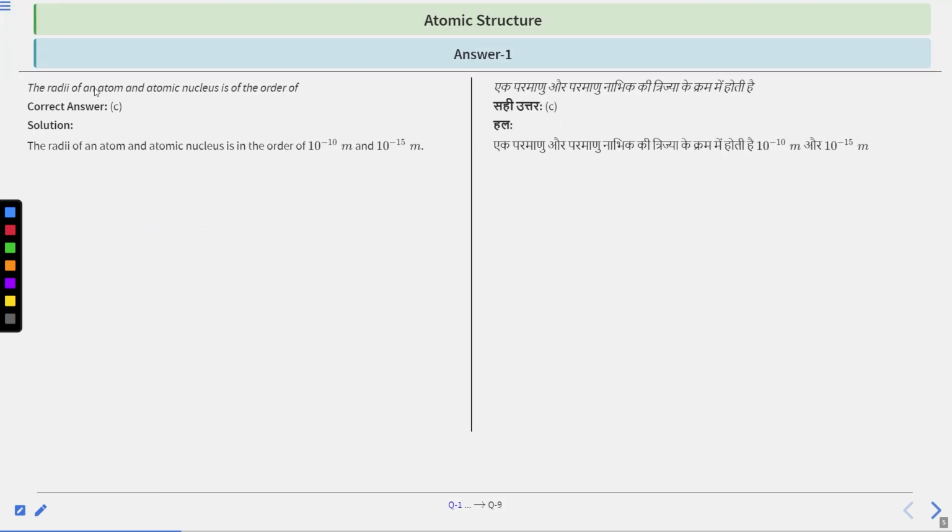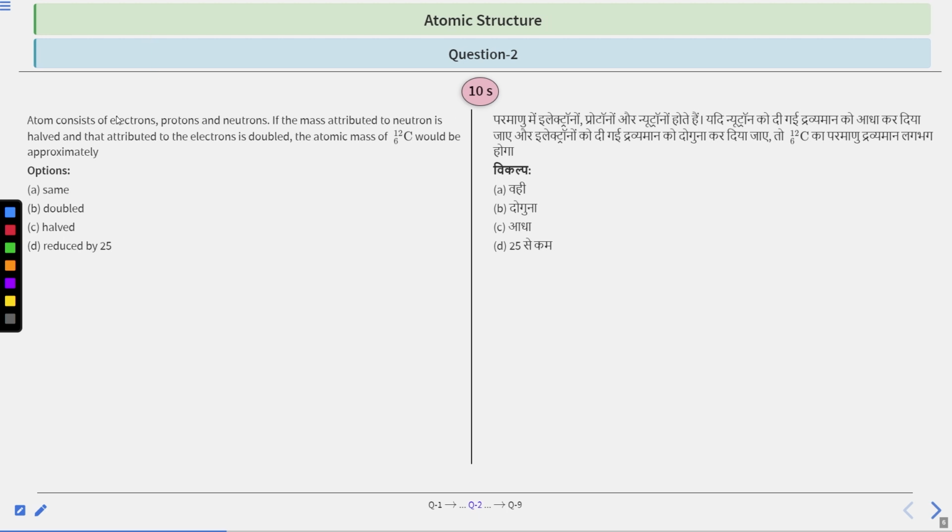Okay, so let's see. The correct answer is option C. The radius of an atom and atomic nucleus is in the order of 10 to the power minus 10 meter and 10 to the power minus 15 meter. So these are the correct orders for the radius of an atom and the nucleus of an atom. Thus our option C having these values is the correct one. Okay, let's move to the next question, question number 2.